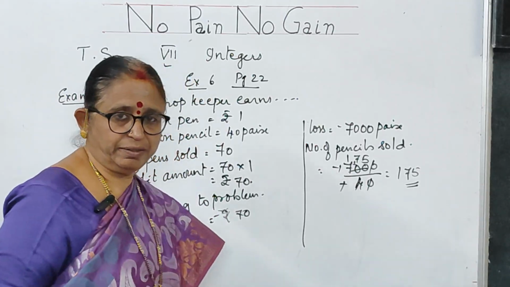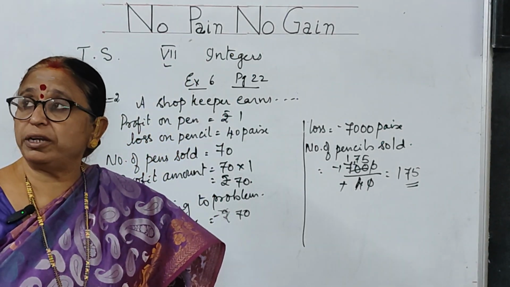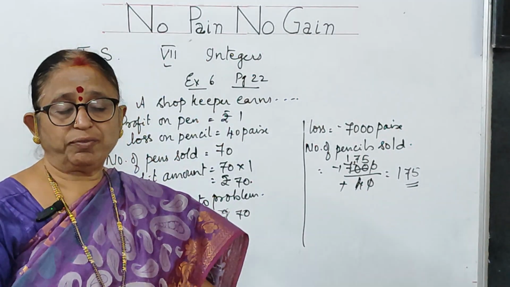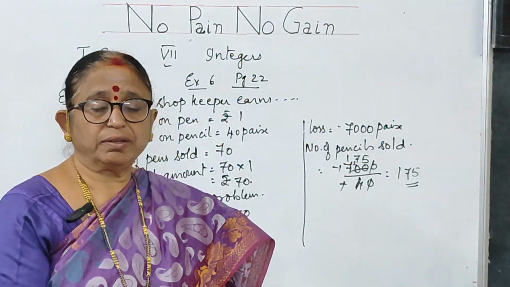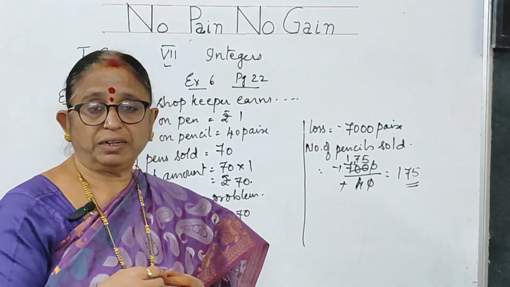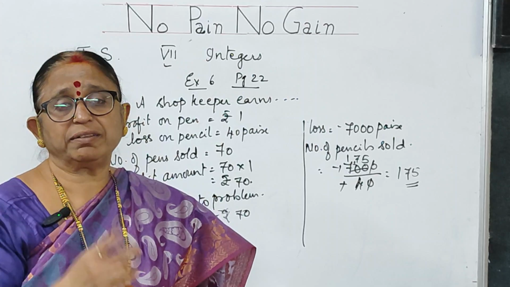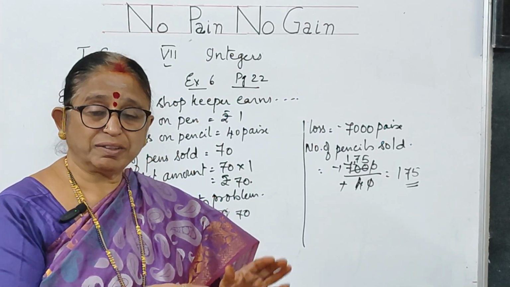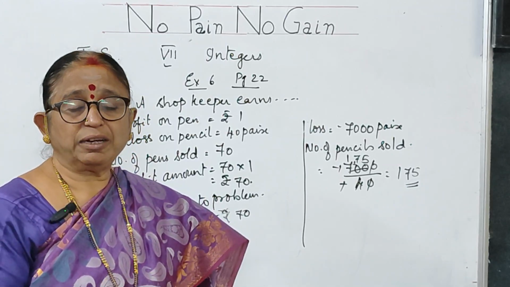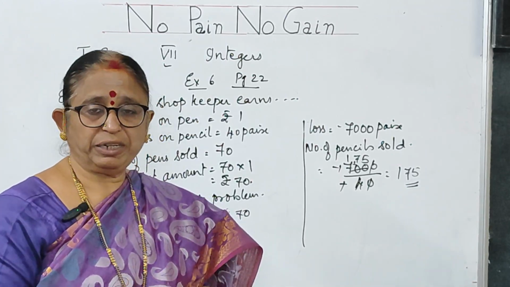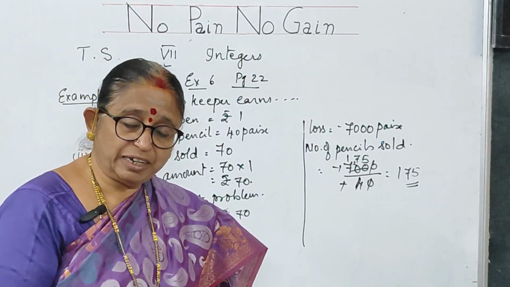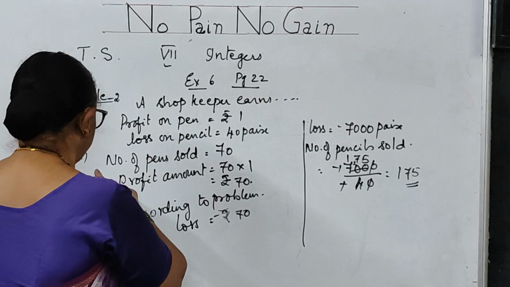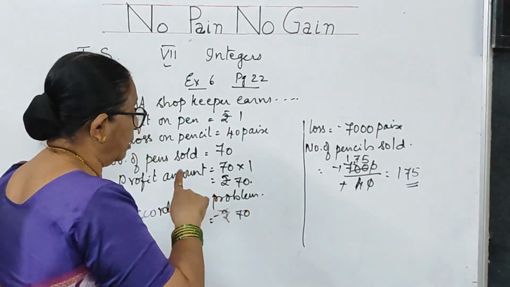So once again, I will explain this, children. What have they given in this? They have given that when the girl is selling pens, 1 rupee profit. When she is selling pencils, 40 paisa loss. So in the second bit, they said that in that month she has sold pens and pencils in such a way that she neither gets profit nor gets loss. For that purpose, the number of pens sold they have given is 70.